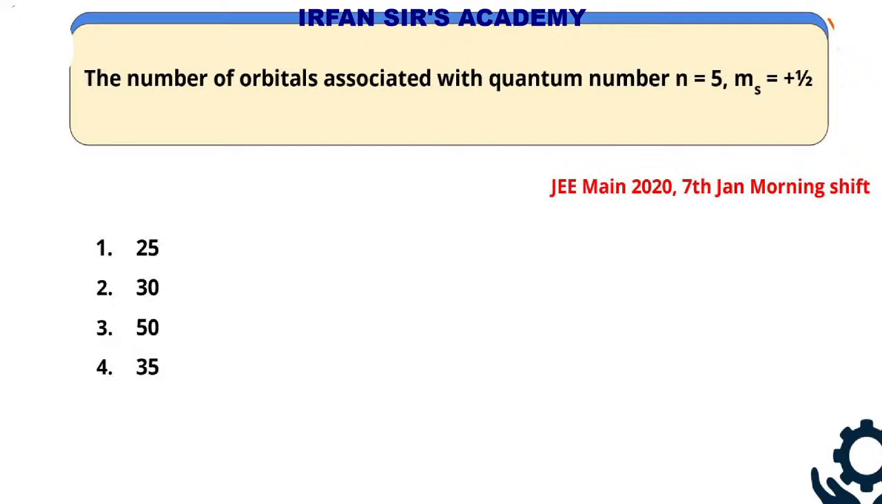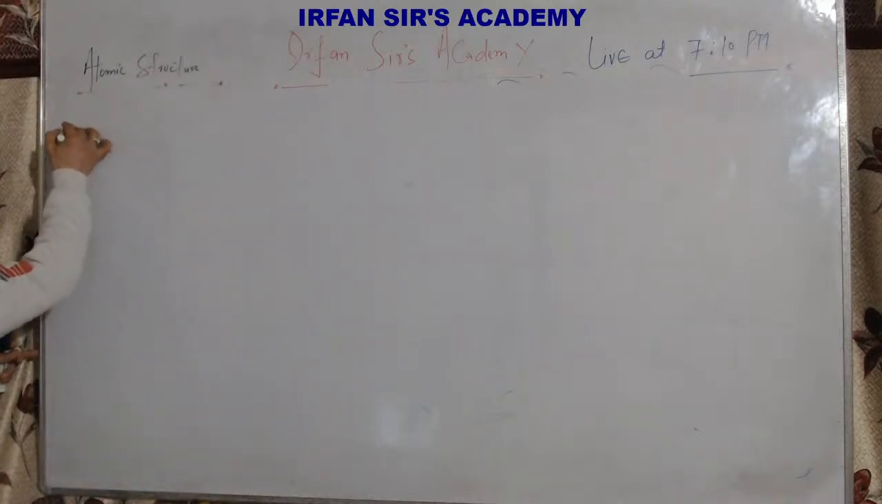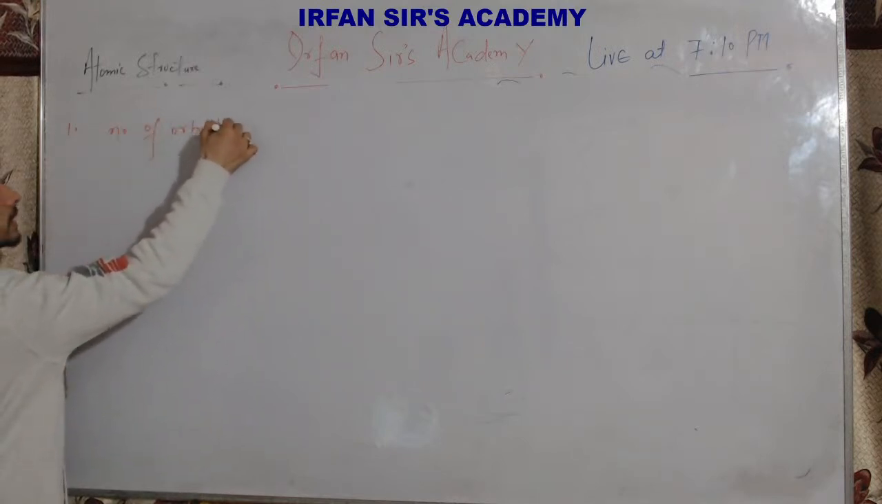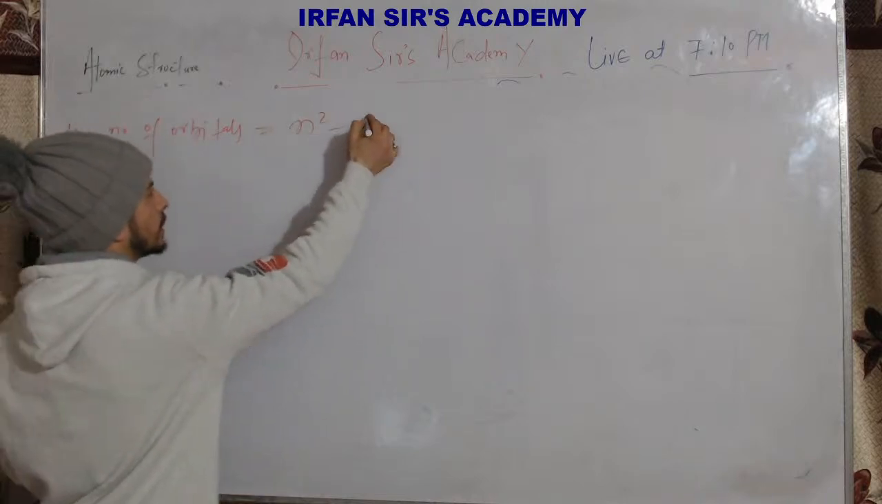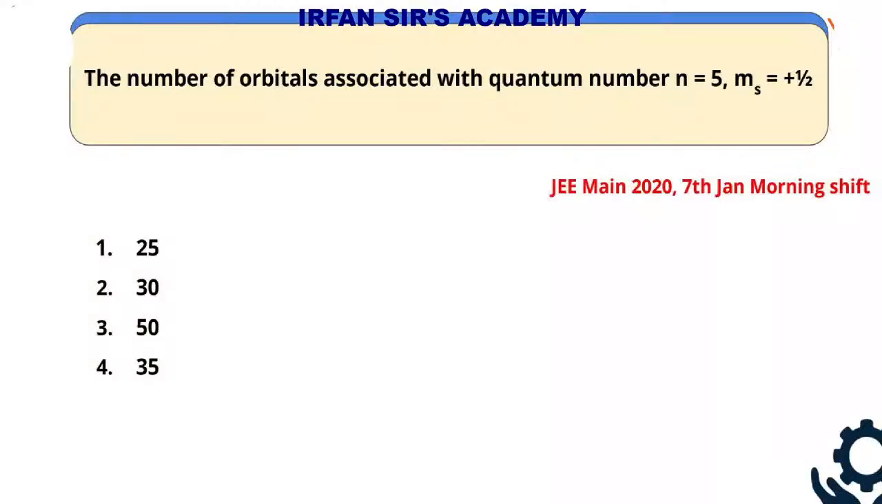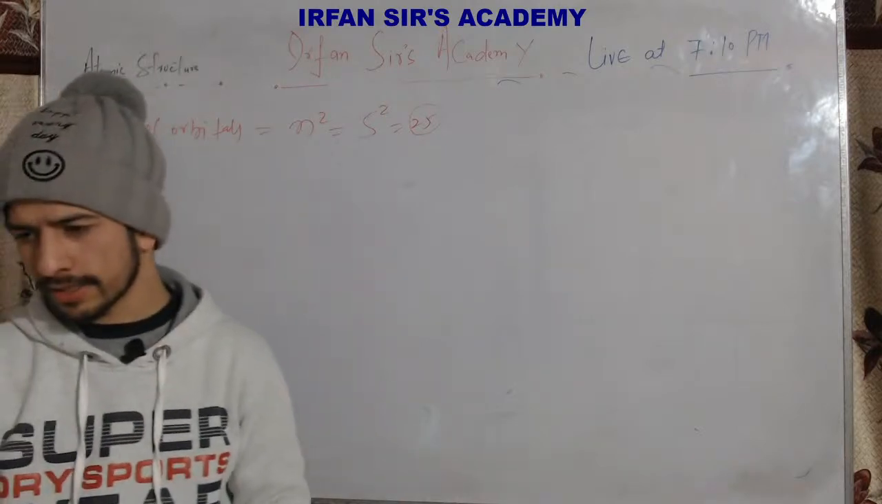Yes, the answer is 25. How? You know that the number of orbitals is nothing but n squared. The value of n is 5, so 5 squared is 25. This question was asked in JEE 2020, in the 7th Jan morning session. Very easy question.